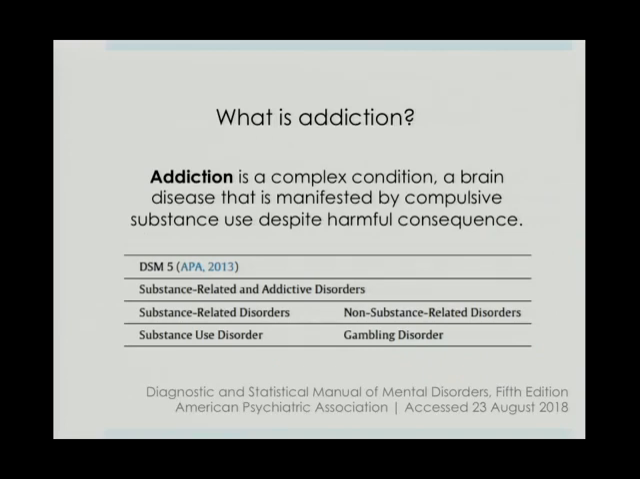So then I want to ask, what actually is addiction? From the American Psychiatric Association, the DSM, their definition is that addiction is a complex condition, a brain disease that is manifested by compulsive substance use despite harmful consequence. So they couldn't really come down on whether it was a disease or a condition. And as for whether it's substance use, they've recently, in the DSM-5, also included non-substance related disorders under the heading of substance related and addictive disorders. It's very confusing, but this is what it is right now.